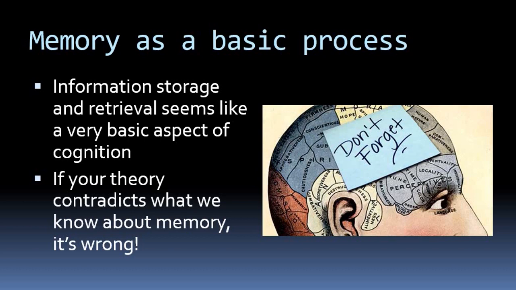To do problem solving, obviously you have to be able to remember what the problem was that you're trying to solve, what steps you have available, that kind of thing. So memory seems to underlie everything that we do. That sounds like a good, at least inductive case for it as a basic cognitive process. And we should look at memory because if your theory of cognition contradicts what we know about memory, of course, it's got to be wrong.